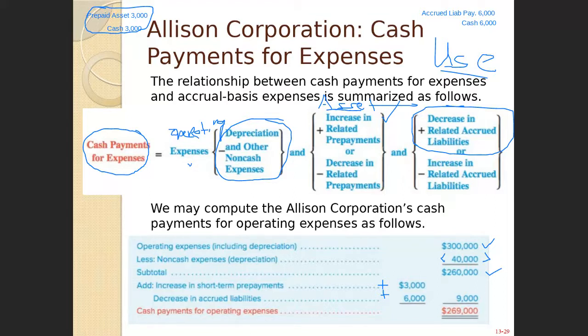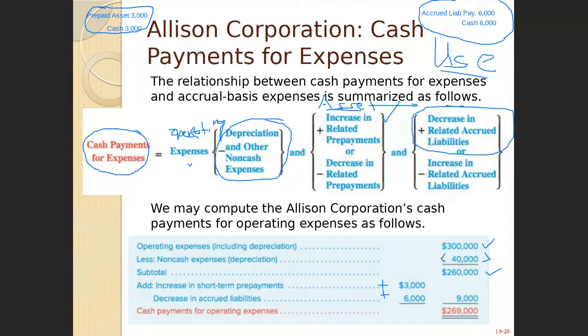Then, after we look at the prepaid asset accounts, we're going to look at the related liability accounts. If the liability accounts decrease, that means that they paid off, in addition to the amount of expenses that they paid during the current year, some of the liabilities that they had outstanding at the beginning of the year as well. What's the only journal entry when you pay off a liability? You must credit cash. So that $6,000 is going to be added to the operating expenses to arrive at what the actual cash flow from operating expenses was.